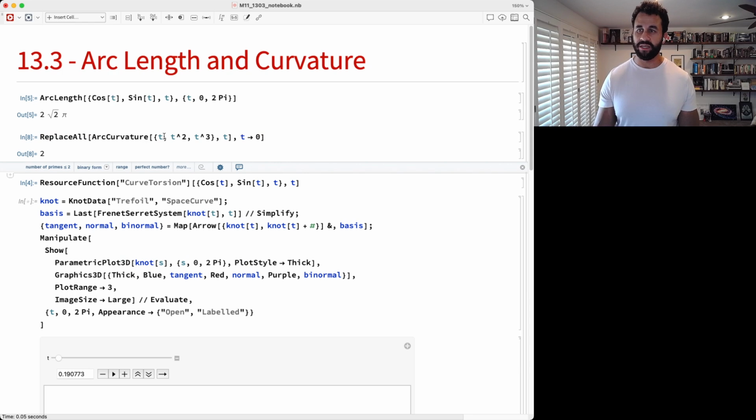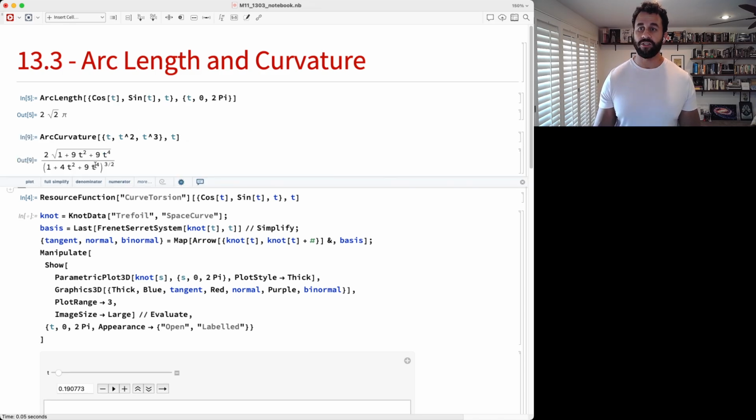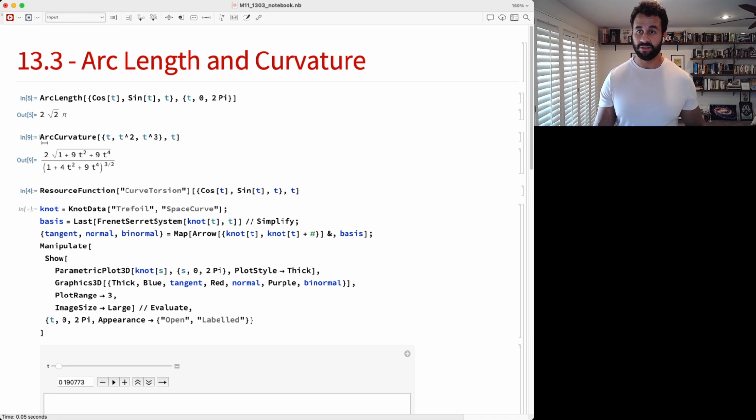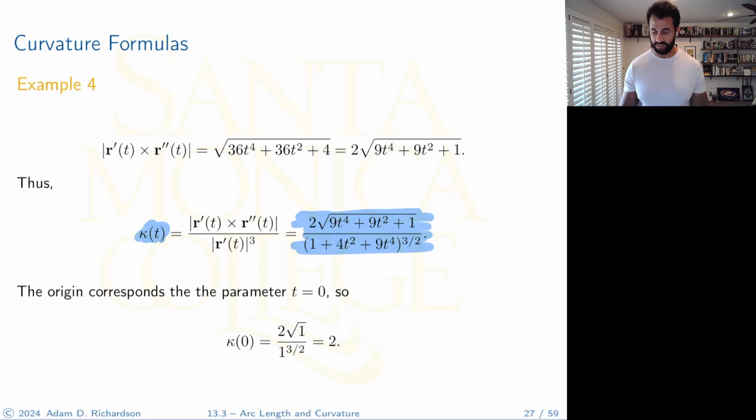So replace all is basically replacing all of the instantiations of t after arc curvature is computed. Arc curvature gives us the literal formula for any t. So now I'm going to say replace all and then feed that through. And we get 2. And that indeed was the curvature that we computed. Flipping back, you can see we found that the curvature there was indeed 2. So it agrees. Good. That means we did it right.